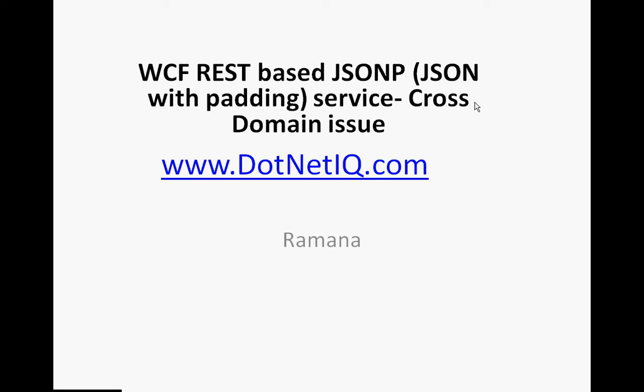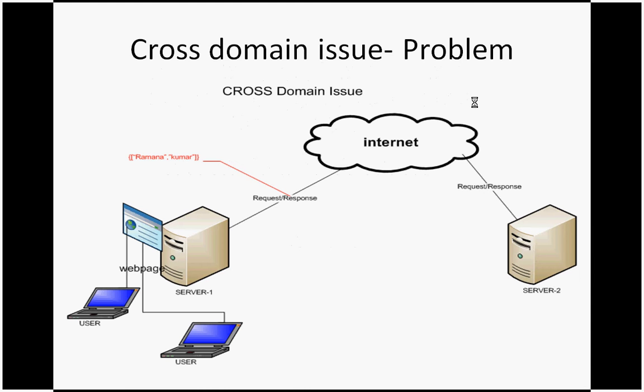In this screencast, I'm covering the WCF REST-based JsonP services. What are JSON and JsonP? Basically, JSON is a format and JsonP is not a format. Remember, it's not a format. JsonP is JSON with padding. Basically, it's a pattern or solution for the cross-domain issue. Then what is the cross-domain issue?